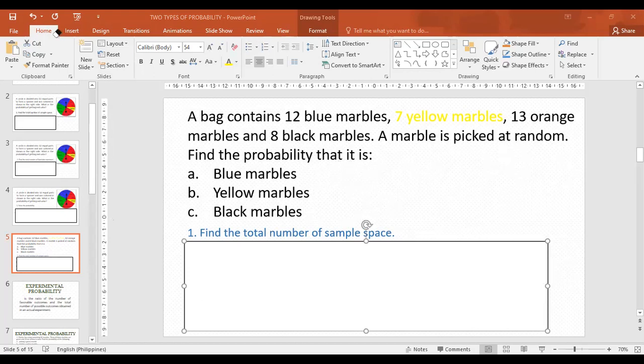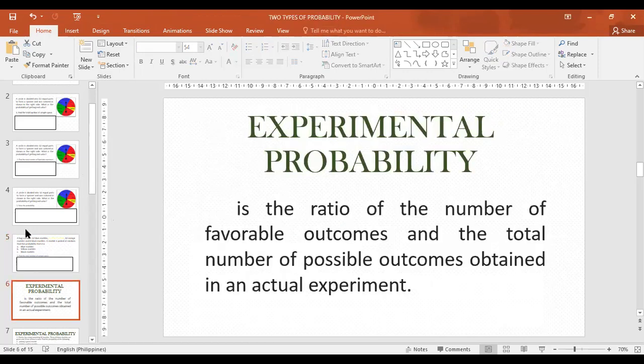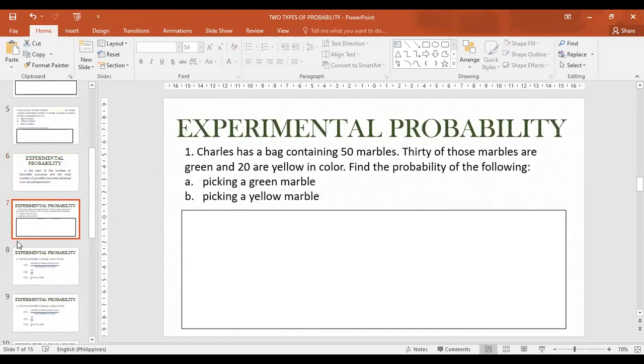Next, let's proceed to experimental probability, which is in module 25. So, medyo hawig lang sila kasi kukunin mo lang din naman yung probability, okay? So, this is the ratio of the number of favorable outcomes and the total number of possible outcomes obtained in an actual experiment. Experimental probability.